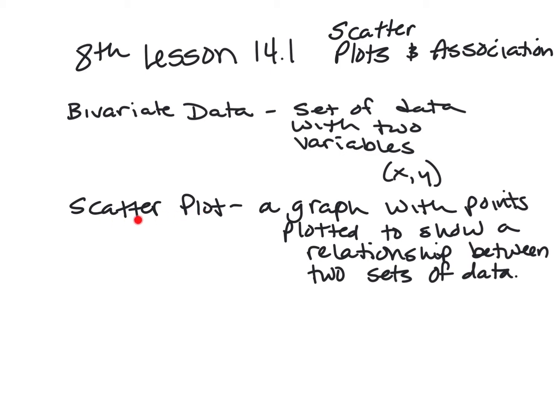And a scatter plot is basically a graph, something graphed on a coordinate plane with points plotted, and they'll show a relationship between two sets of data. You're not going to see everything falling into nice straight lines like we have in the past. They're going to be scattered on there, but you should usually see a pattern, and that's what this is all about.